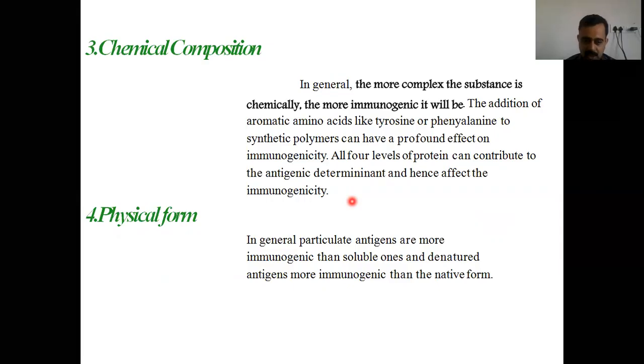The more complex the chemical composition the protein molecule or antigen has, the more highly immunogenic it is said to be. Physical form. In general, particulate antigens are more immunogenic than soluble ones, and denatured antigens are more immunogenic than the native form of antigens. Means ultimately, the smaller the physical form of a particular antigen, it will escape the immunological system or the cells will not recognize it, and ultimately it will cause more antigenic effect on top of it.